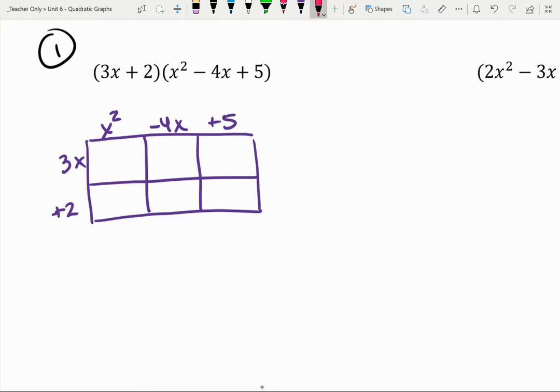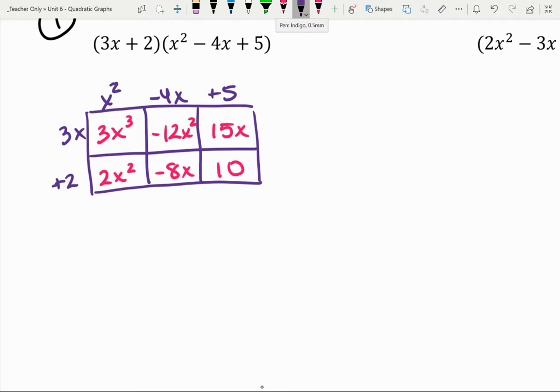So 3x and x squared makes 3x to the power of 3. 3x and negative 4x makes negative 12x squared. 3x and 5 make 15x. 2 times x squared makes 2x squared. 2 times negative 4x makes negative 8x. And finally, 2 times 5 makes 10.